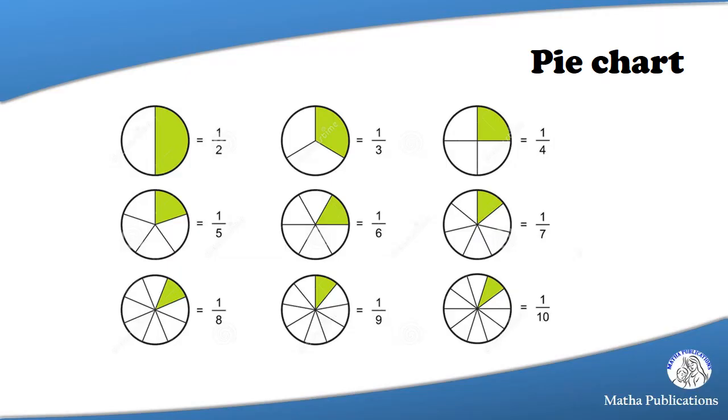A pie chart is used for pictorial representation of data which is given in percentage. The whole circle represents 100%, a half circle represents 50%, a quarter circle represents 25%, and so on.